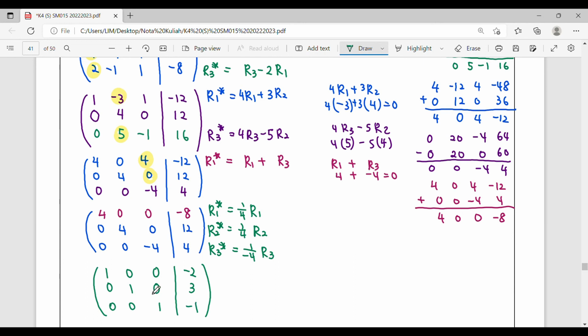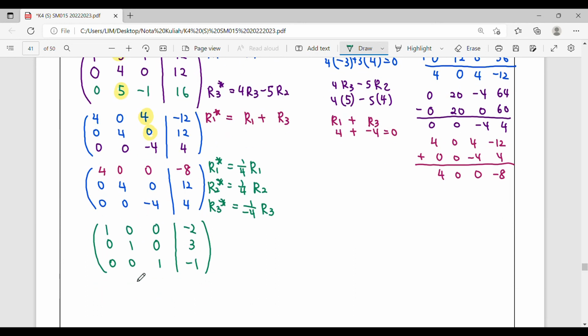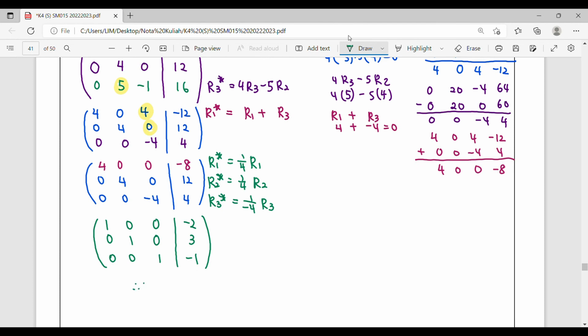So here we obtain our identity at the left hand side. The values that appear here will be our solution of x, y, z. Therefore, x will be equal to negative 2, y will be equal to 3, and z will be equal to negative 1. So this will be our solution for our linear equations.